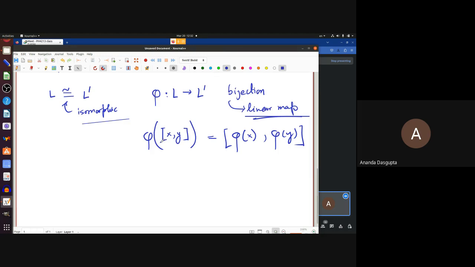Two Lie algebras are called isomorphic, which means essentially that they're the same as Lie algebras, if you have an invertible linear map between them, a bijection, which is a linear map, which preserves the Lie bracket structure. Okay? And then you essentially say L and L prime are the same.